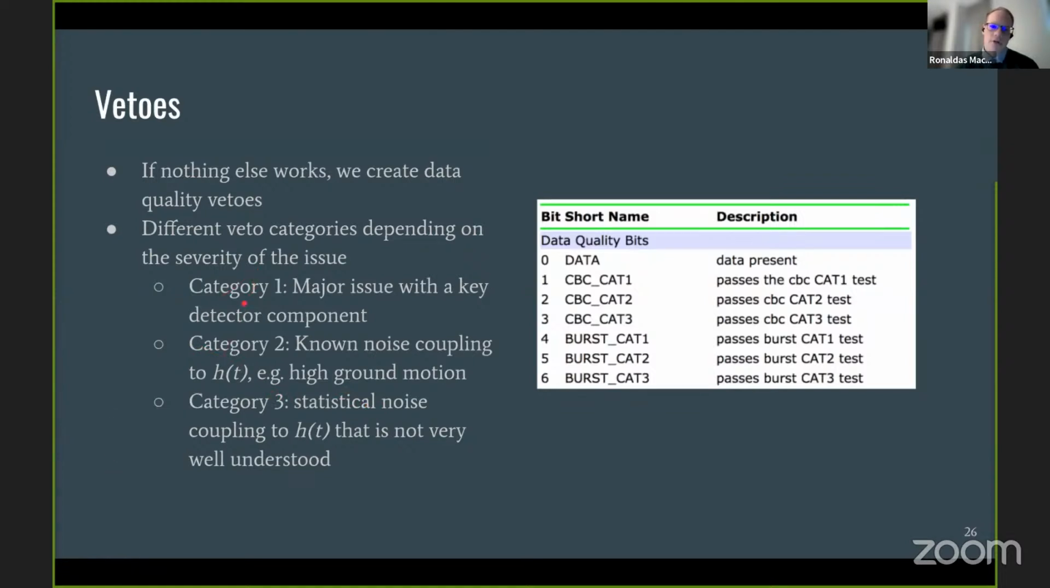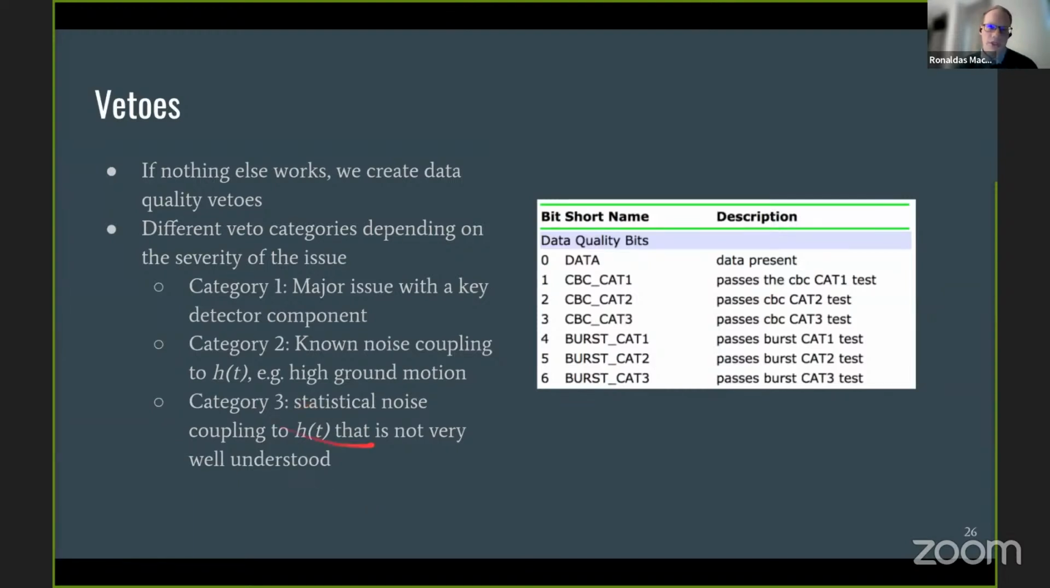These vetoes have different categories depending on the seriousness of the issue. The first category of vetoes means that there was a major issue with a key detector component, and you should almost never use that data. Then there's category 2, which is saying that there is a known-cause noise coupling to the gravitational wave strain h(t), for example, high ground motion. So you can try to use that data, but you should be careful. And if there's a signal that you detect, you should look at it further to see if it is not caused by noise.